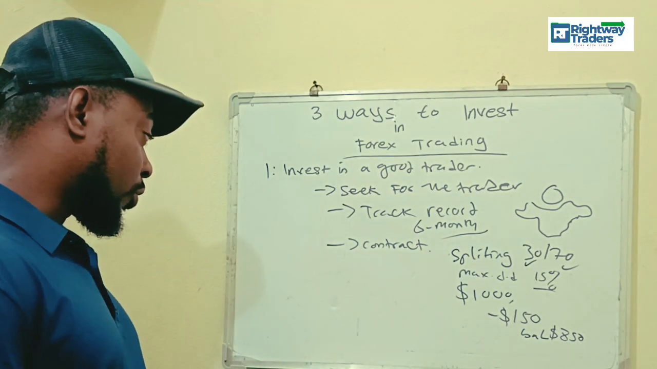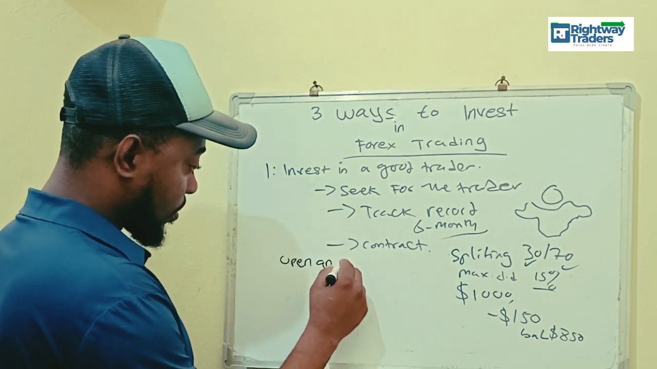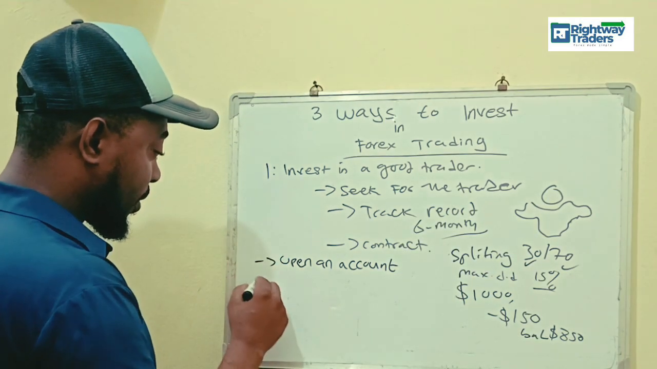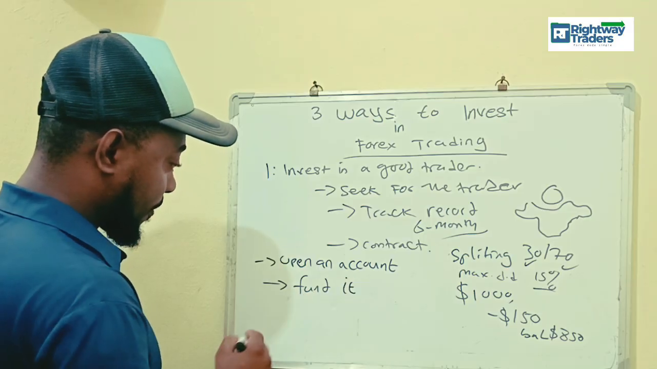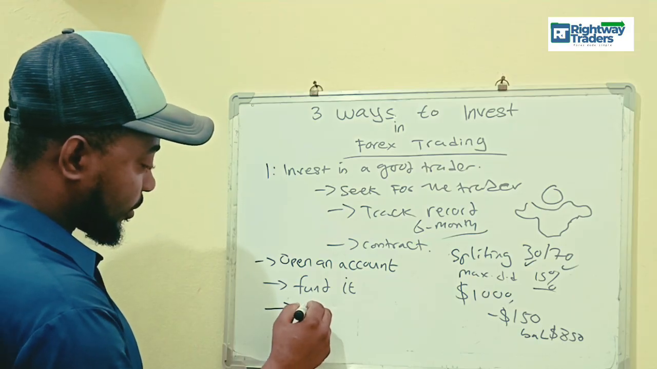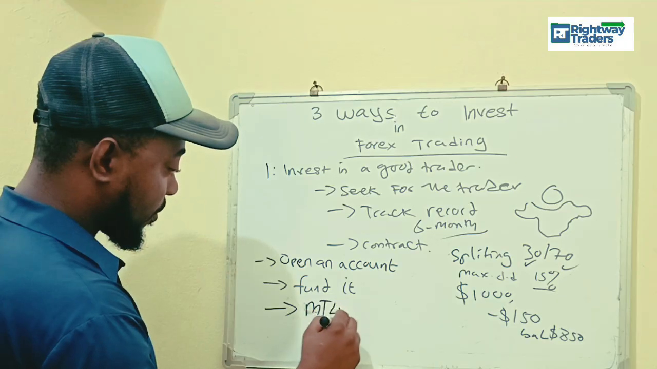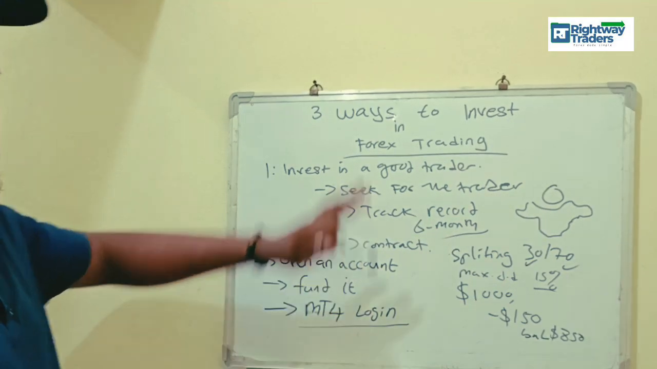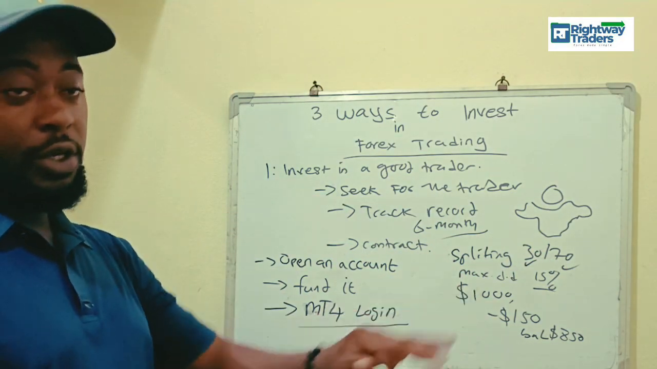All you have to do or learn is open a brokerage account with a recommended broker that maybe the trader must have recommended for you. Okay, fund it. Okay, after funding it, then you send the login information for the MetaTrader. Okay, let's say it's 4 logins. This login is what the trader is going to use in trading for you. Once he logs in on his platform, he has the authority to trade your account for you.